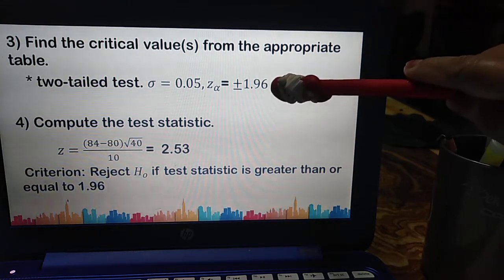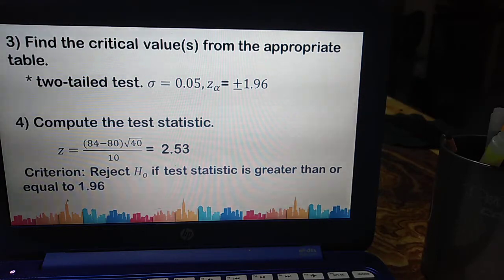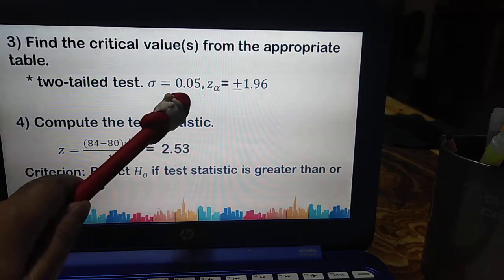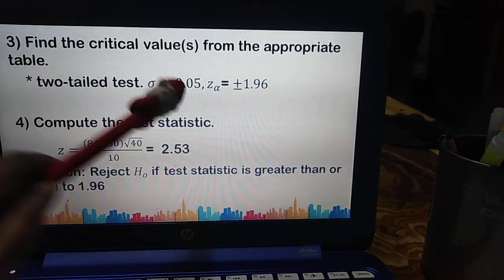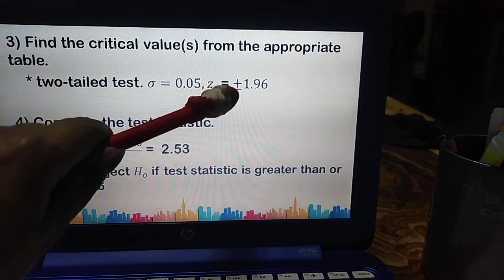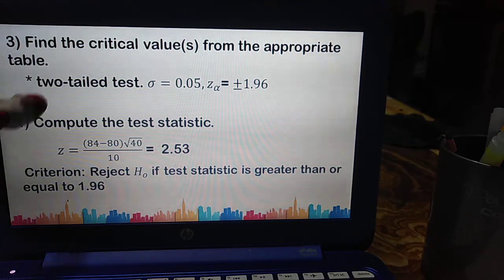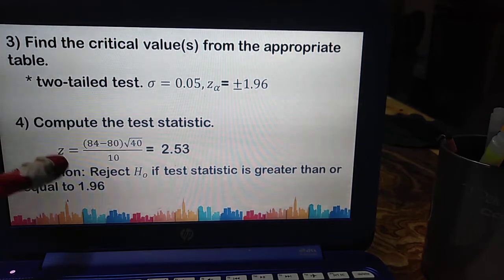Where did we get this? We got this from the table because our level of significance is 0.05, and we made use of the two-tailed test. It's positive and negative because the rejection area of a two-tailed test is on both ends of the curve. We now solve for the test statistic.